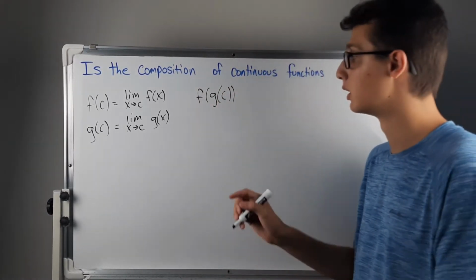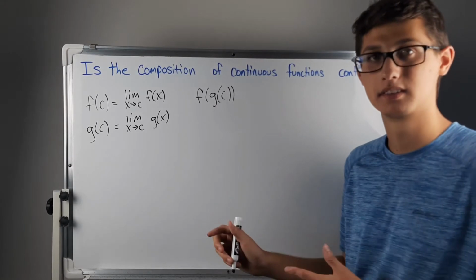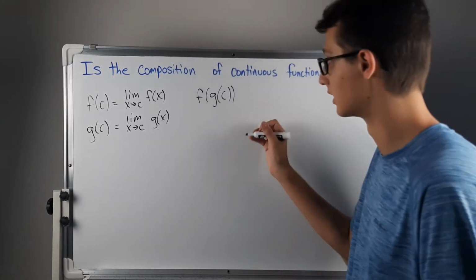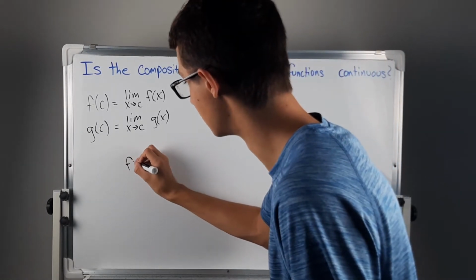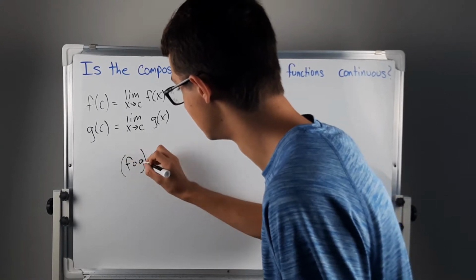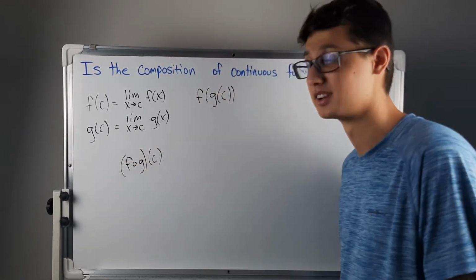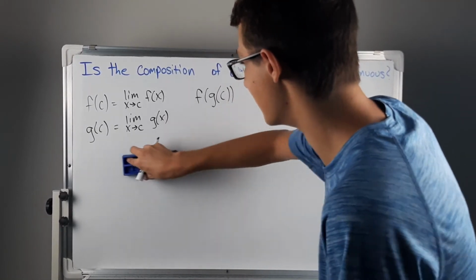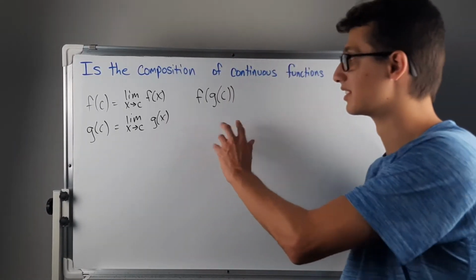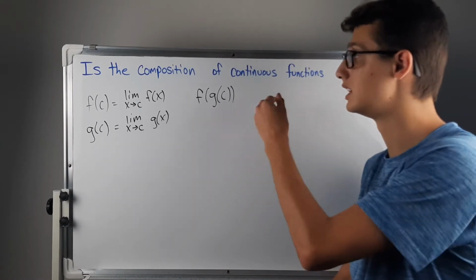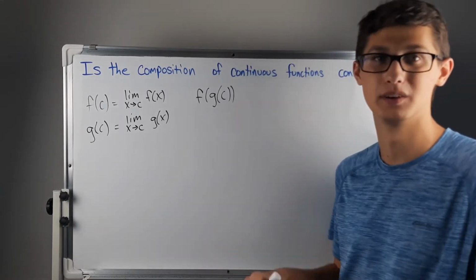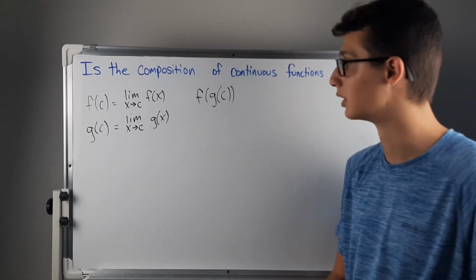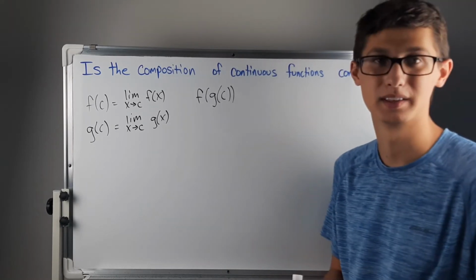Okay? So is f of g of x, or you can also use the notation f circle g, of c. I personally hate it because I always read that as fog, but we're really looking for the composition here. So f of g of x, is that continuous at x equals c? So let's use our limit properties again.